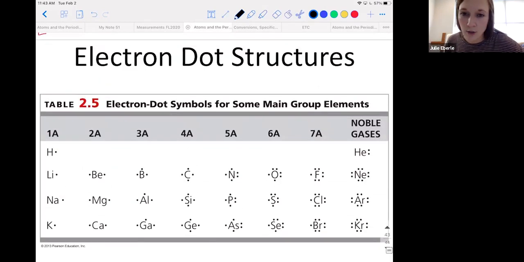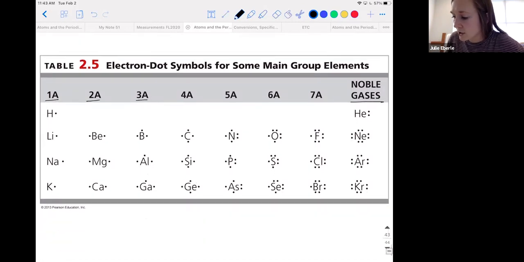All right, electron dot structures. This is just a way to represent elements so that you can quickly identify how many valence electrons it has, versus looking at a periodic table and counting. It's just a quick visual. You write out the symbol, so here's the main group numbering, 1A, 2A, 3, all the way to the noble gases. And you can see we've written out the dot structure for all these elements. So you just write the symbol. For example, hydrogen. You write the symbol and then you put a dot that represents how many valence electrons it has.